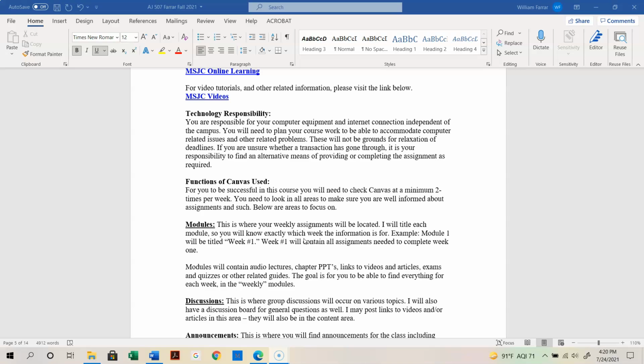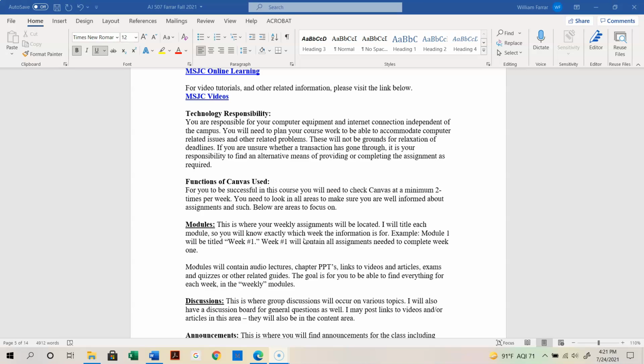If Canvas goes out throughout the college, don't worry about it. We'll give you extra time to turn things in. We'll make sure everything works out because we want you to be successful, right? But I also want you to be able to plan for any other type of technology issue on your end, so that you're not just sitting idle, unable to complete your assignments, because we just don't want you to fall behind. That's really what I'm asking you to do.